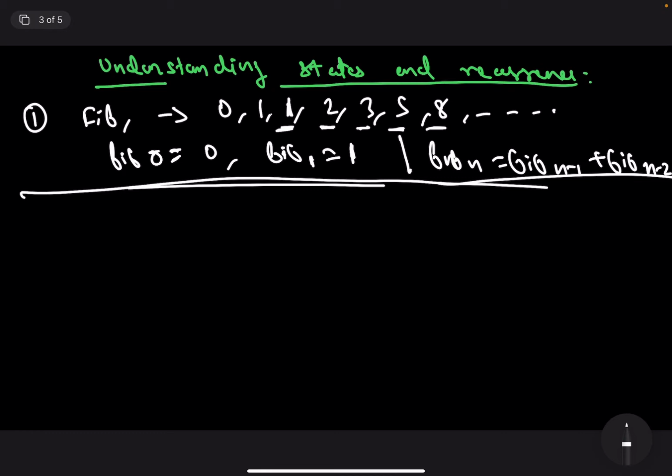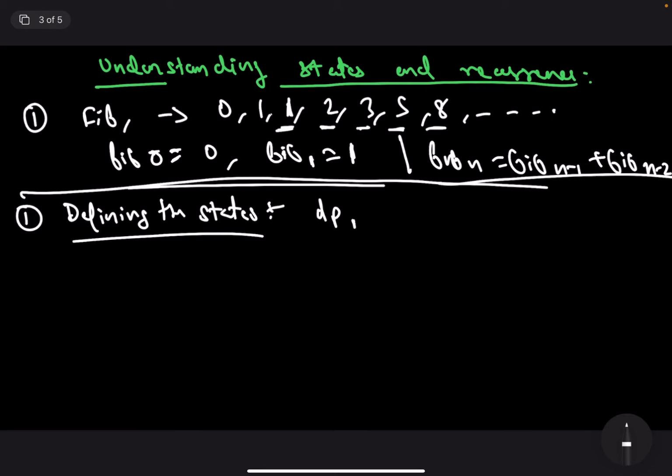All right, so if you remember, the first subproblem was defining the states of the DP. Talking about defining the states of the DP, you get better at it with practice. So in the context of this problem, I am going to define the states of the DP as DP of n, that is the nth state of DP.